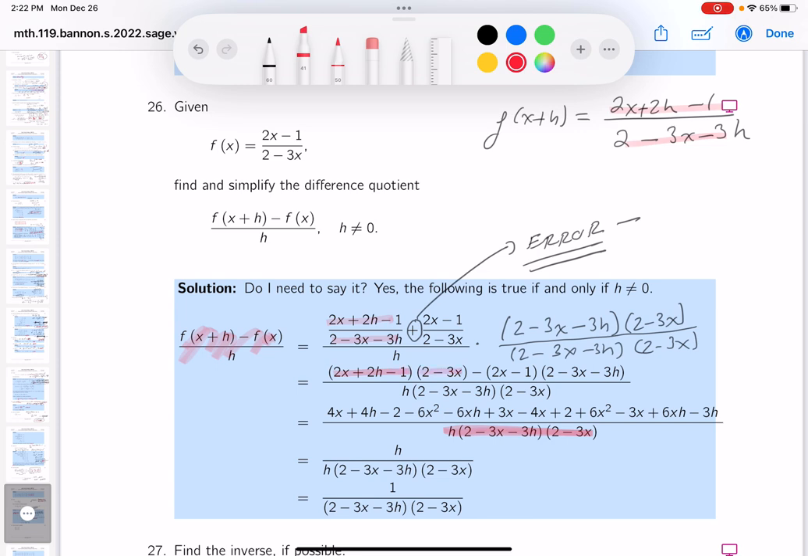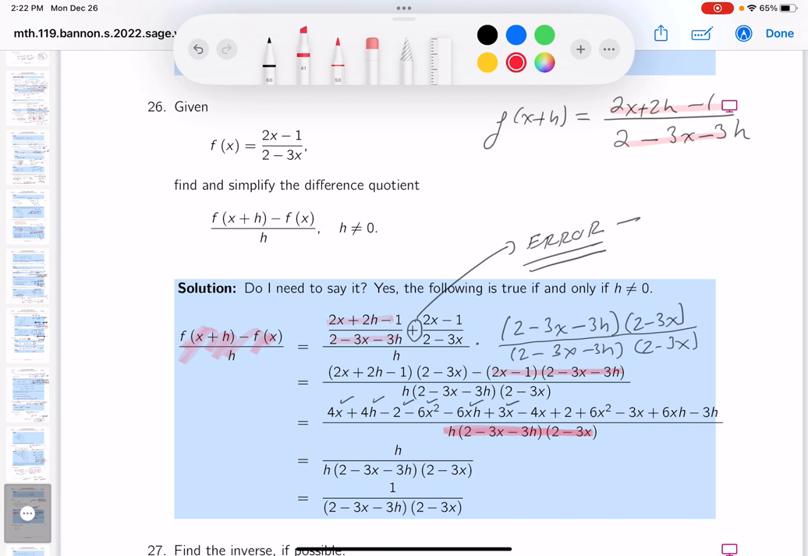All right? So let's take a look. The way I would probably do that is I'd multiply the 2 across these 3 terms first. And what would you get? 4x plus 4h minus 2. Then I distribute the minus 3x across those 3 terms. You get minus 6x squared, minus 6xh, and then plus 3x. That's done. And then I'm going to do the next thing. Let me get my eraser out. I'm done with this. And I want to do this.